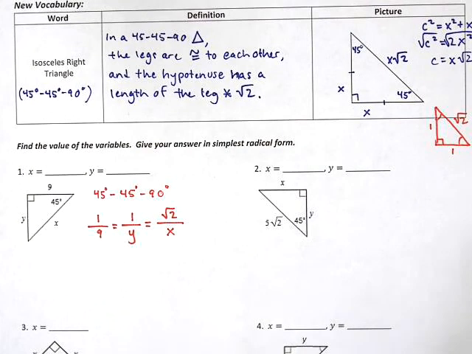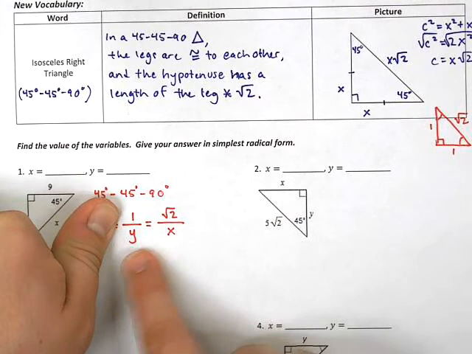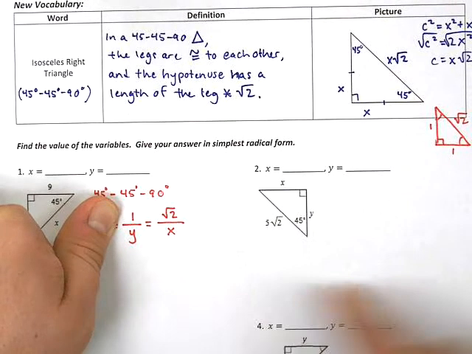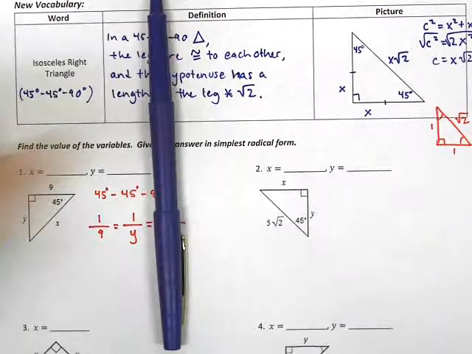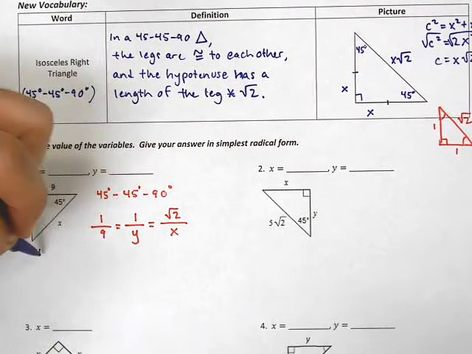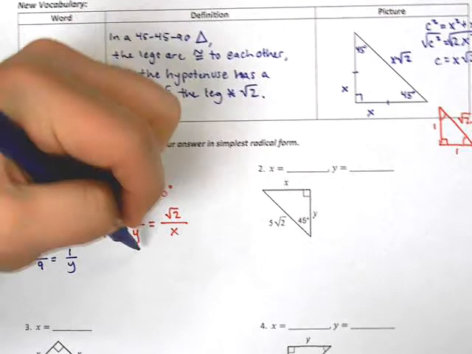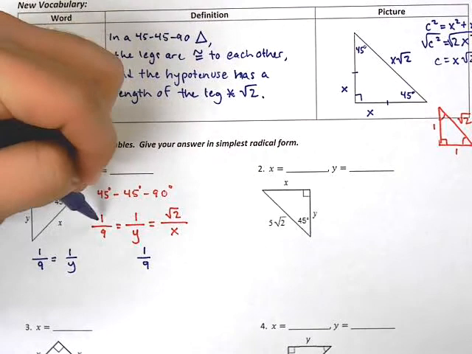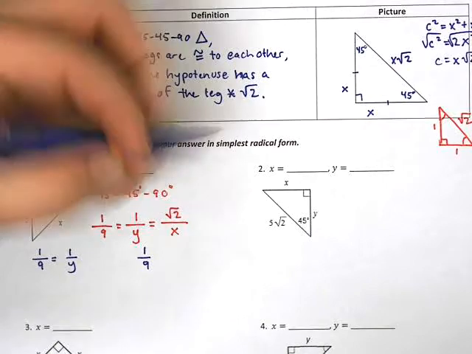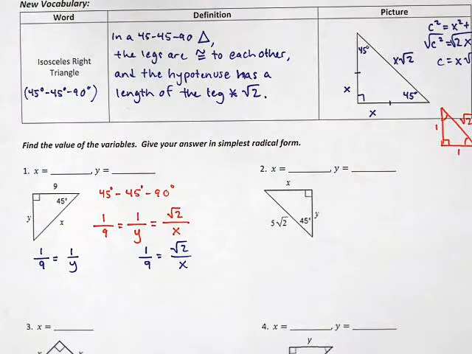We need to get x and y. So the important thing to understand is I cannot use these two ratios. I can't set up this proportion because I have two variables, right? Can't do it. But what I can do is use this 1 over 9 twice. I can say 1 over 9 has to equal 1 over y. I can also say 1 over 9 has to equal this ratio over here, square root 2 over x. Now we just cross multiply.